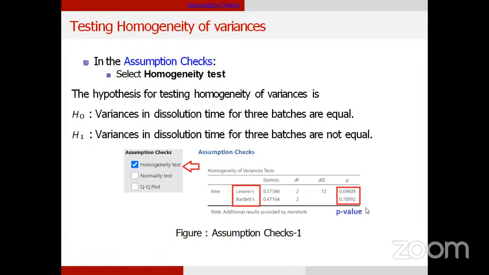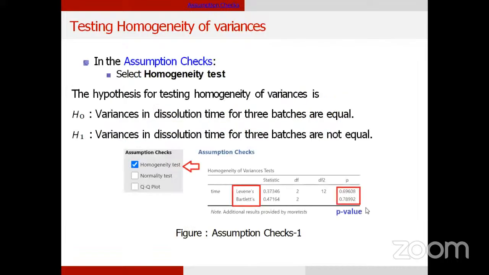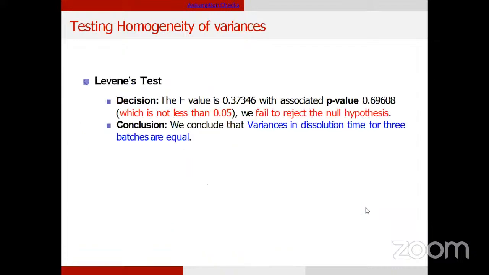Here the p-value is 0.6, 0.7. It is greater than 0.05. Now, Levene's test decision: the F-value, the statistical value, is 0.37346, associated with a p-value greater than 0.05. We fail to reject the null hypothesis. It is greater than 0.05, so we fail to reject the null hypothesis, meaning we accept it. Variances are equal. So we conclude that the variance in the dissolution time for these batches is equal.